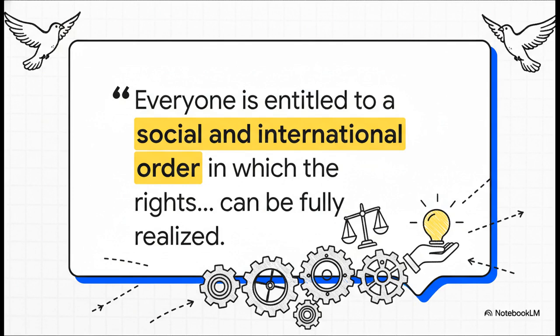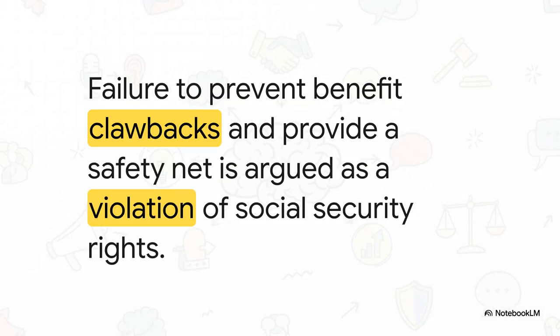recognized universal right. And here is exactly how they connect that huge, broad legal idea to a very specific issue, the disability benefit. The argument they're making is that by not ensuring a robust social safety net, the government is essentially failing to provide that social order that Article 28 talks about. And in their view, that amounts to a violation of a fundamental human right.